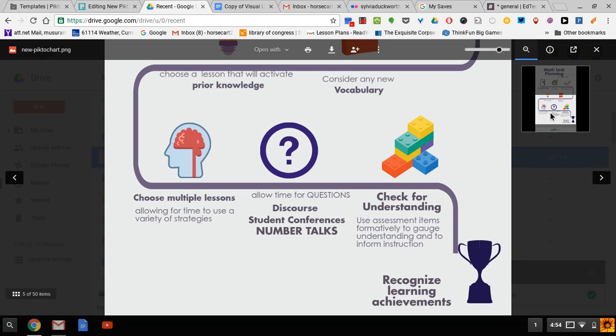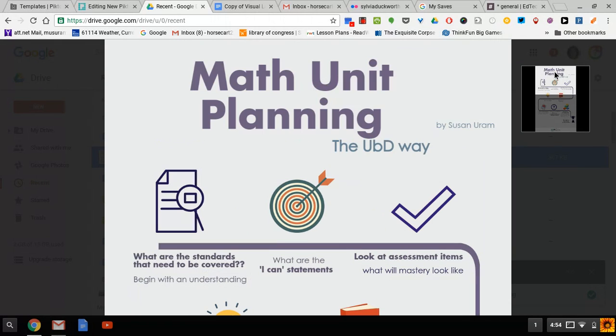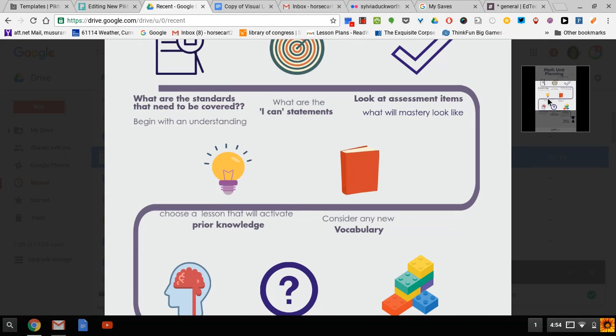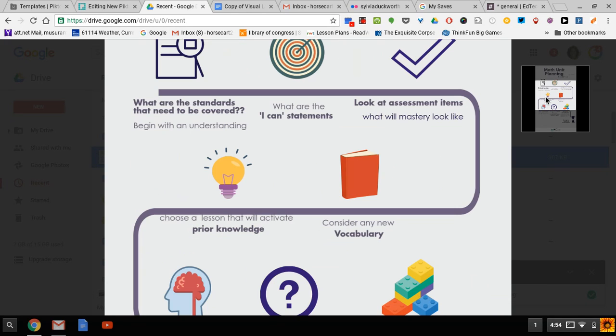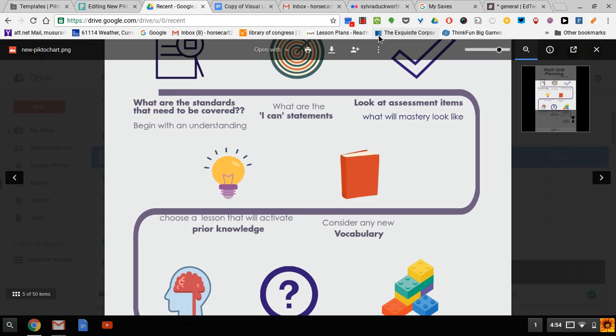So that's an oversimplified math planning unit, but I wanted to start with something that just gave the biggest picture possible, so that as we dove into it with teachers, it would feel a little less overwhelming, a little more like we had a stepwise fashion to follow.